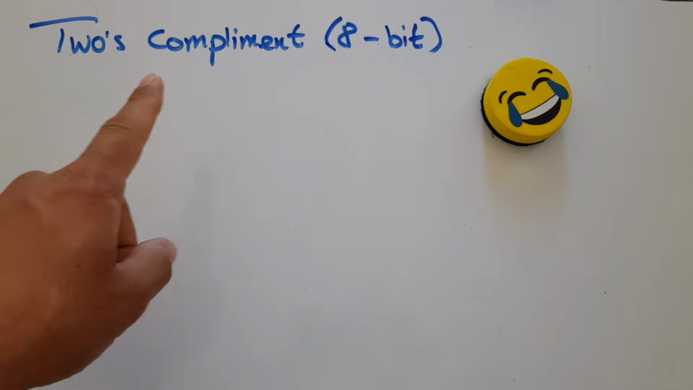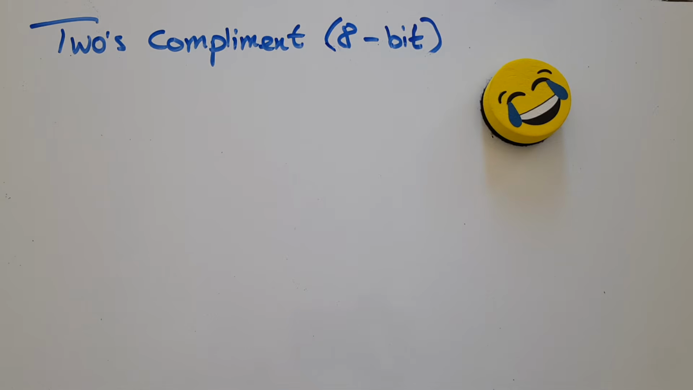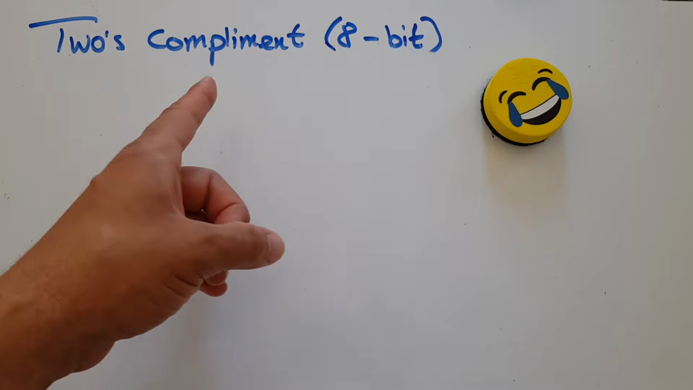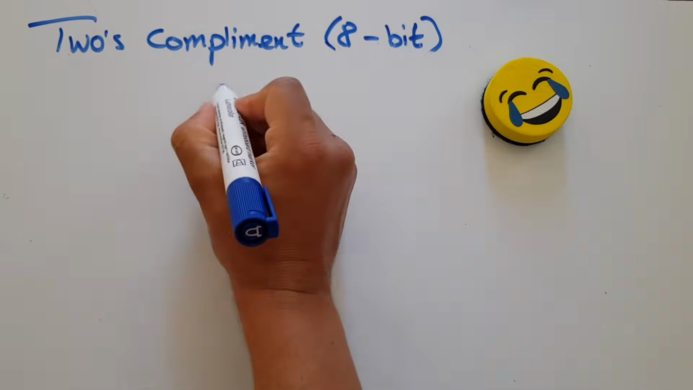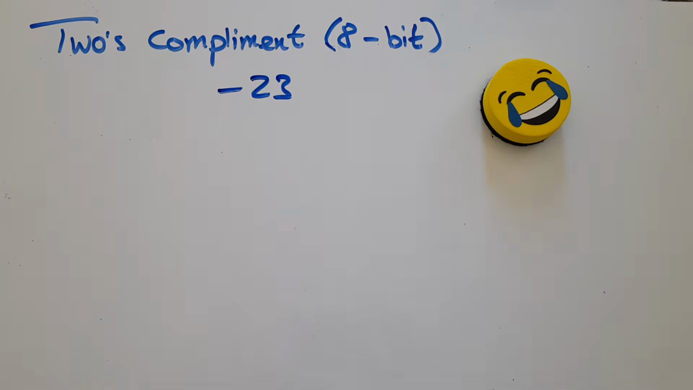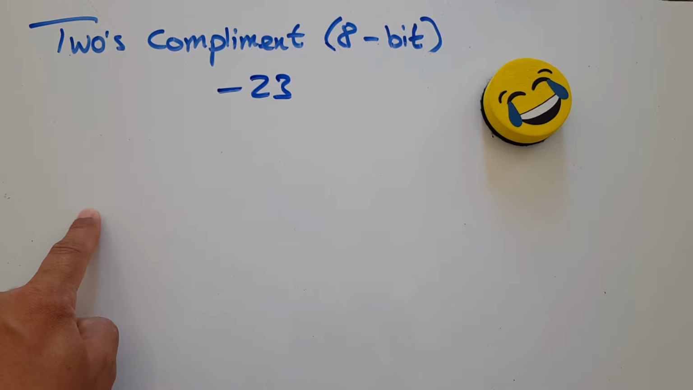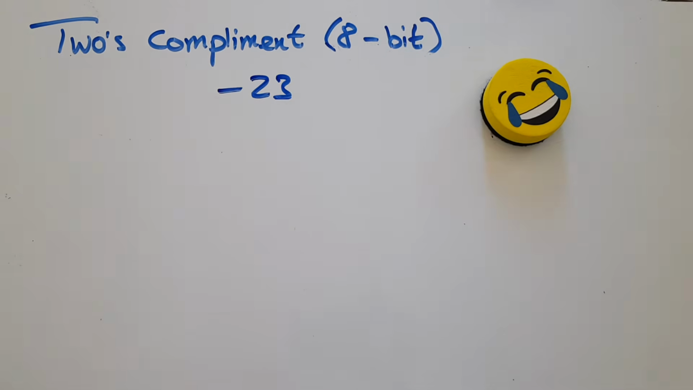This video is about 2's complement using 8 bits. If you haven't already, please watch my 2's complement video for 4 bits to get an understanding of that system. Well, what's 2's complement? It's a system for expressing negative numbers in binary, because computers obviously use negative numbers all the time. So we need to know how to express a negative number in binary. For example, I don't know, minus 23. So how do we express that in binary using, in this case, 8 bits?